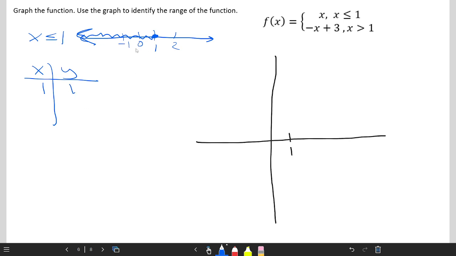And then you only need 2 points to graph a line, so just pick any other x value that's less than 1. We already looked at 0 on the last page. We plugged in 0 and got 0. So then we can plot these 2 points.